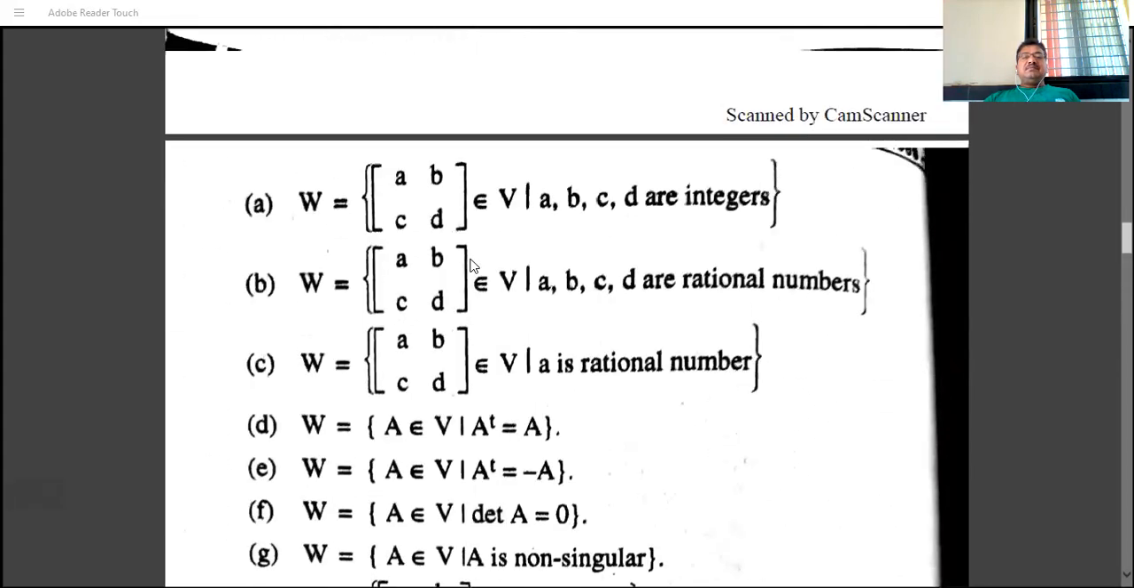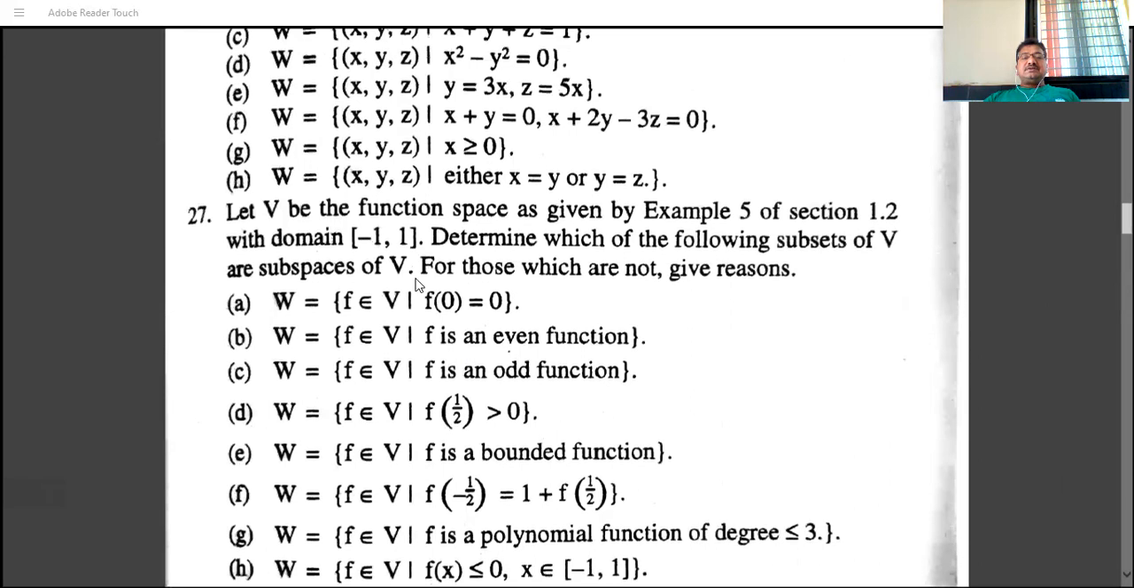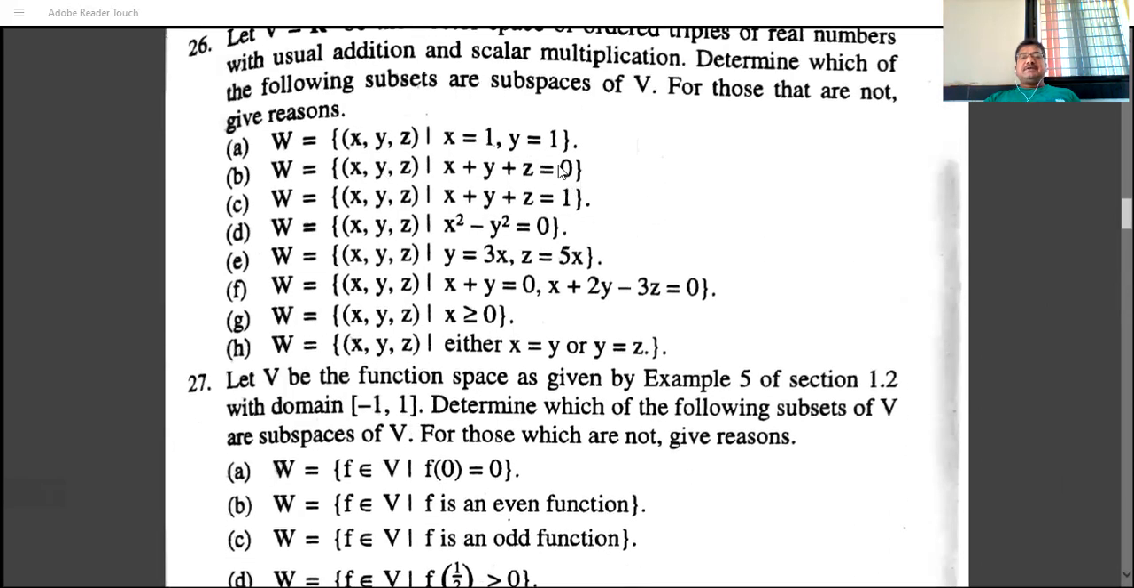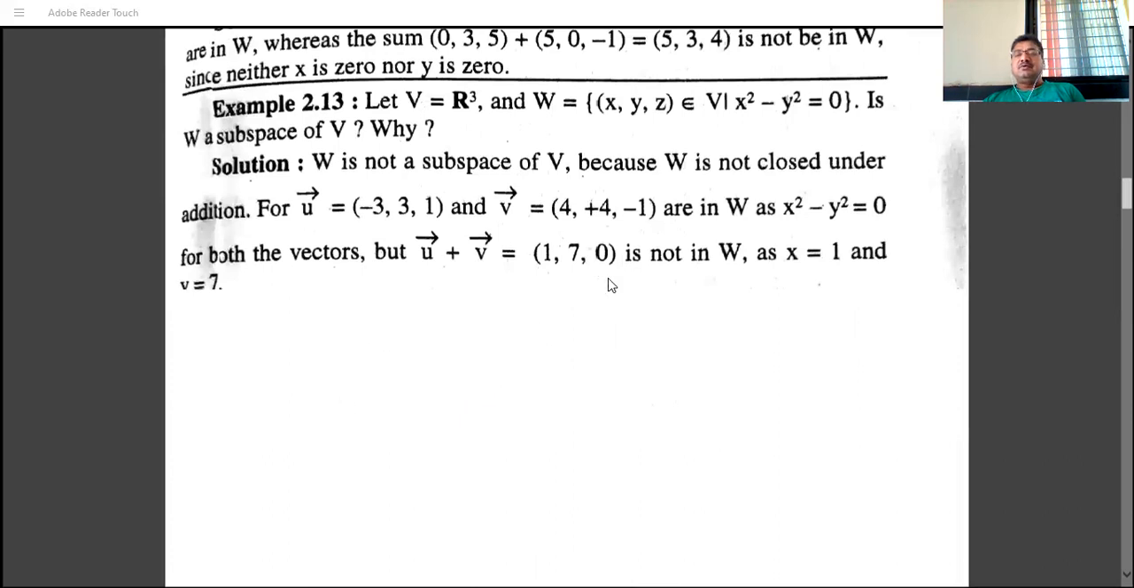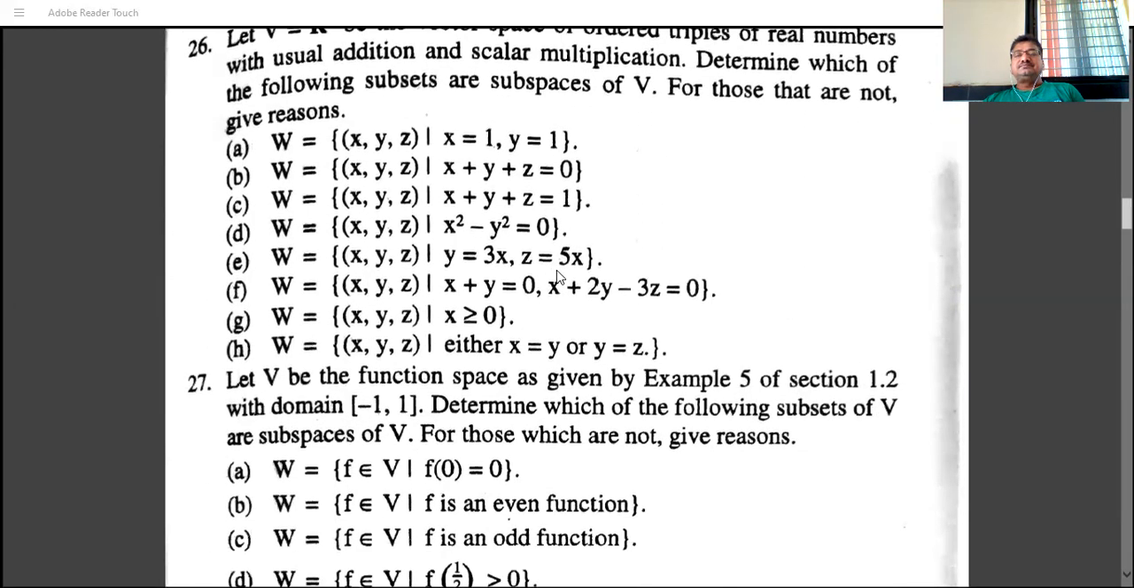The answer of B is yes. x plus y plus z is equal to 0. This is a subspace, because we know that x plus by plus cz is equal to 0 is a subspace for all a, b, c. But if x plus y plus z is equal to 1, this is not a subspace, and we have to give the counterexample for either condition number 1 or condition number 2. This is also not a subspace: x squared minus y squared is equal to 0. Already the answer is given here. That is, give the counterexample: the addition of two elements of W is not an element of W.